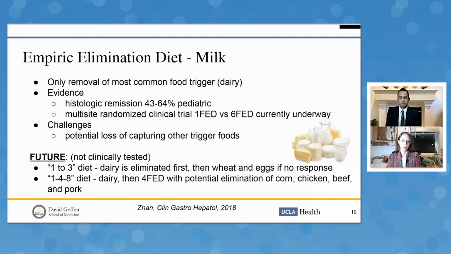In terms of what might get us the best results is to do a 1-4-8 type of diet, where again, we get rid of dairy, and then we could move to a 4-food elimination diet and see what happens. But if we don't get the response that we need, people are starting to wonder if 6-food is really enough. Should we be looking at other potential allergens such as corn, chicken, beef, and pork? And I can tell you that those clinical studies are in the works, and it will be really interesting to see what kind of diet strategy we end up with in the next couple of years.